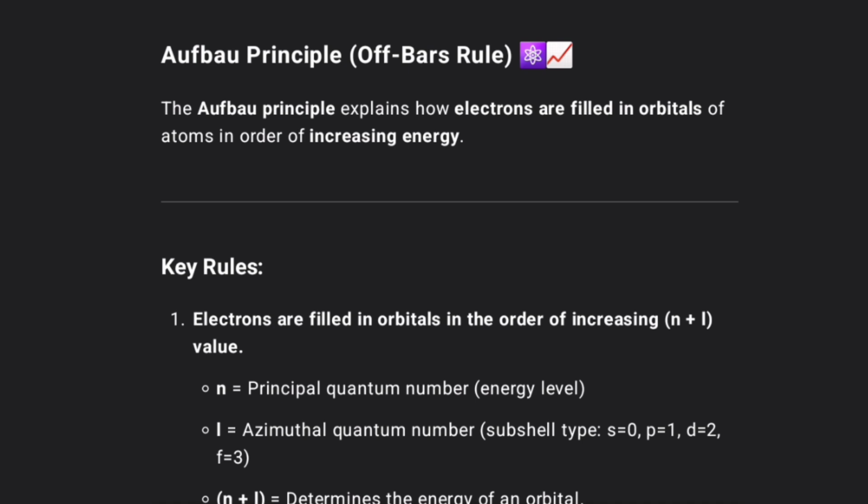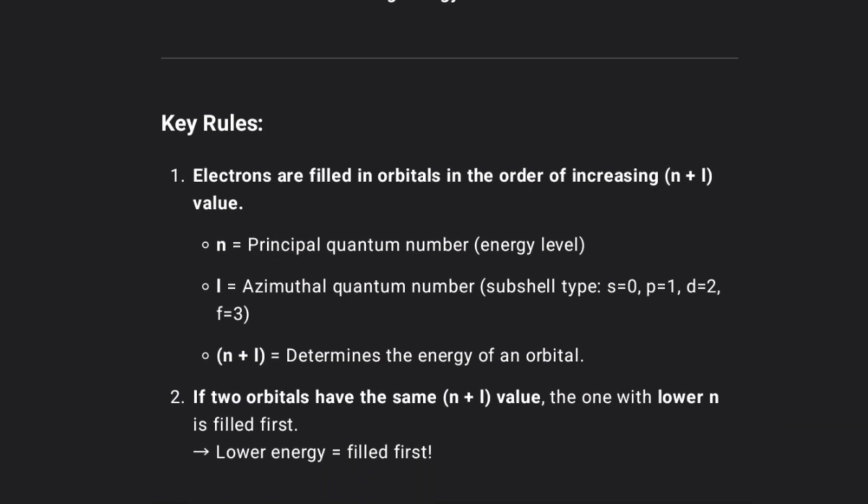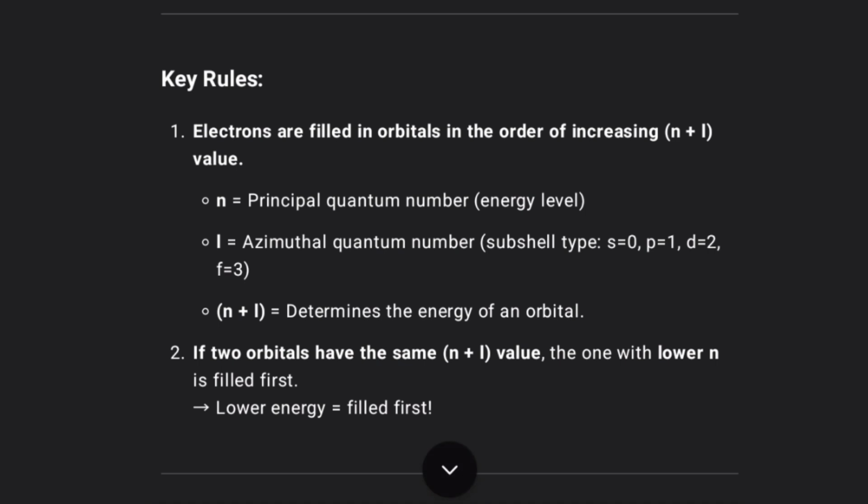The Aufbau principle explains how electrons are filled in the orbitals of atoms in order of increasing energy. Key rules: 1. Electrons are filled in orbitals in the order of increasing n plus L value. n equals the principal quantum number, the energy level. L equals the azimuthal quantum number, the subshell type: s equals 0, p equals 1, d equals 2, f equals 3. n plus L determines the energy of an orbital.